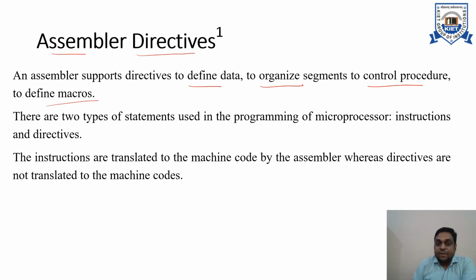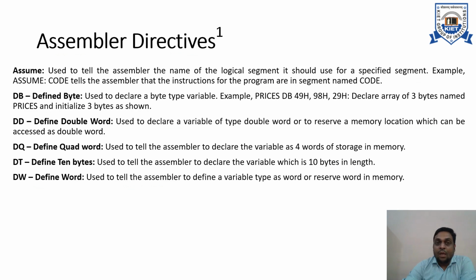There are two types of statements that are used in the programming of a microprocessor, and these statements are either instructions or directives. Directive means assembler directives. The instructions are translated to machine code by the assembler, whereas the directives are not translated to machine code. Now, here we will discuss a few of the assembler directives that are in the 8086 microprocessor.